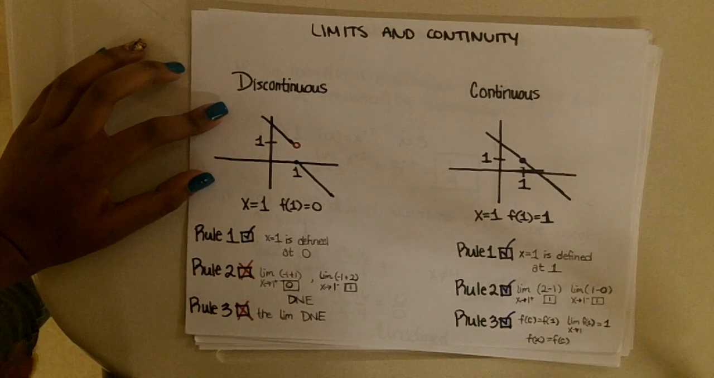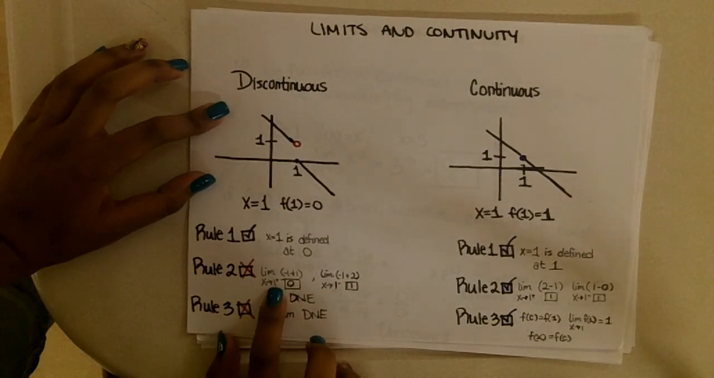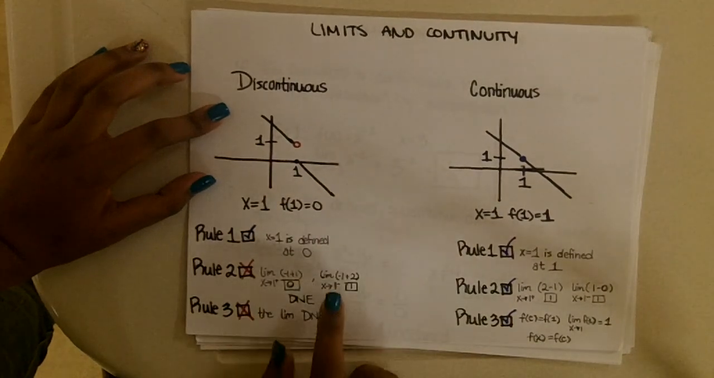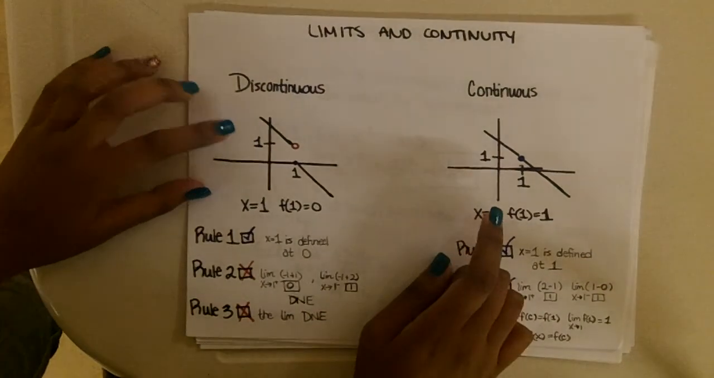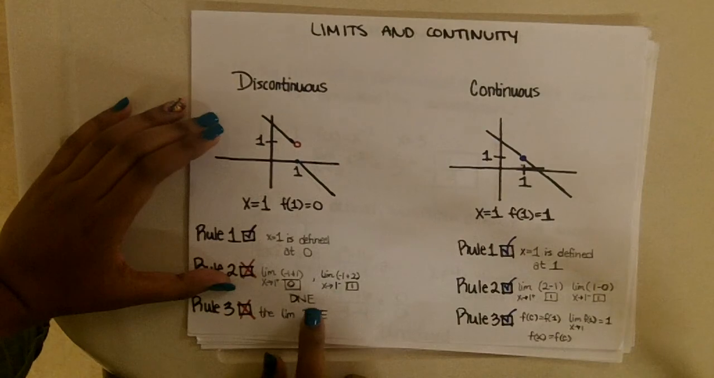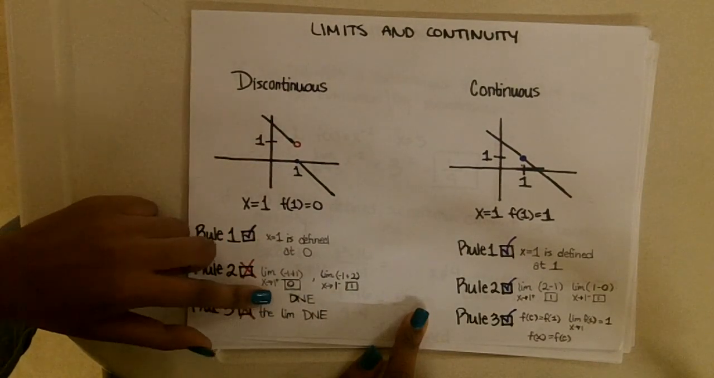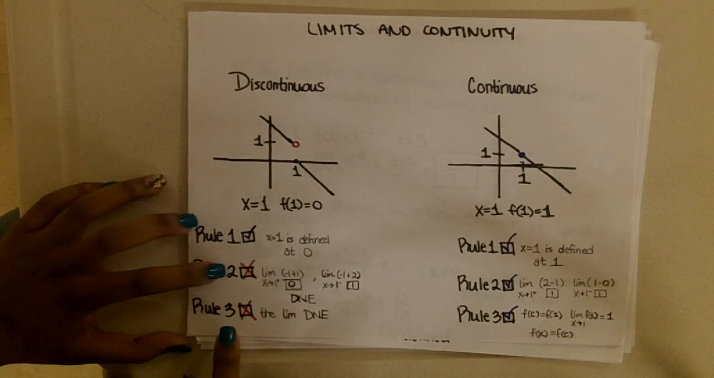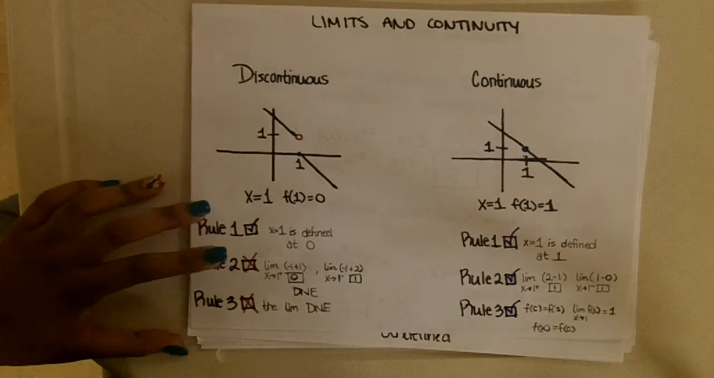Rule number 2, as the limit approaches 1 from the positive side, the value is 0. And as the limit approaches 1 from the negative side, the value is 1. Therefore, the limit does not exist because there are two different values for the same input. Therefore, rule number 3 does not work because the limit does not exist.